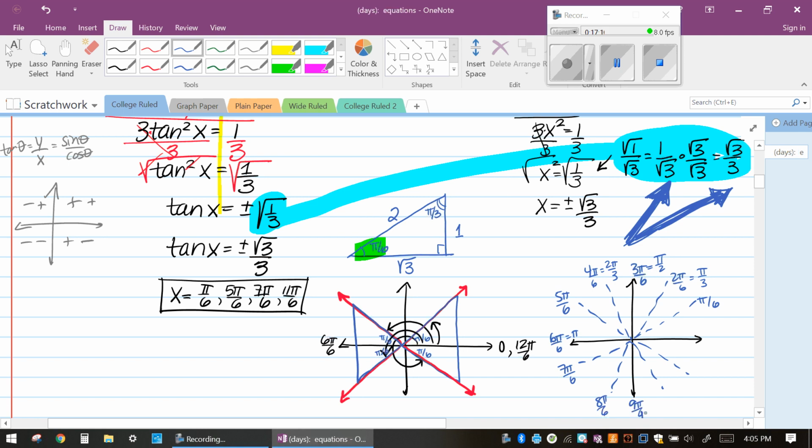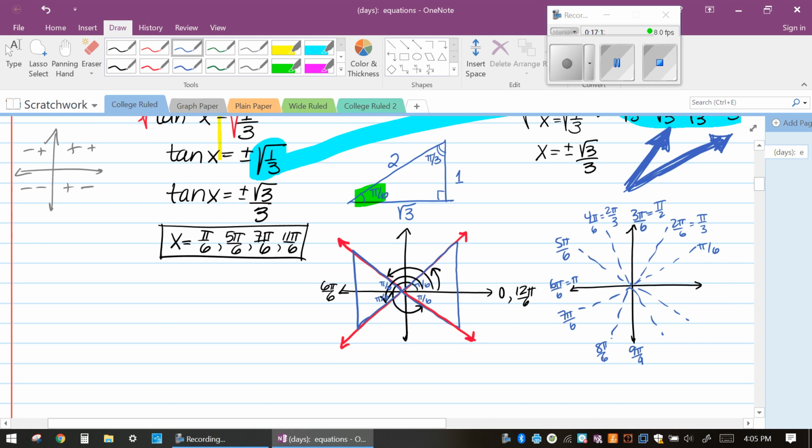And notice that some of these reduce, right? So 8 pi over 6 reduces to 4 pi over 3. 9 pi over 6 reduces to 3 pi over 2. 10 pi over 6 reduces to 5 pi over 3. And then 11 pi over 6.